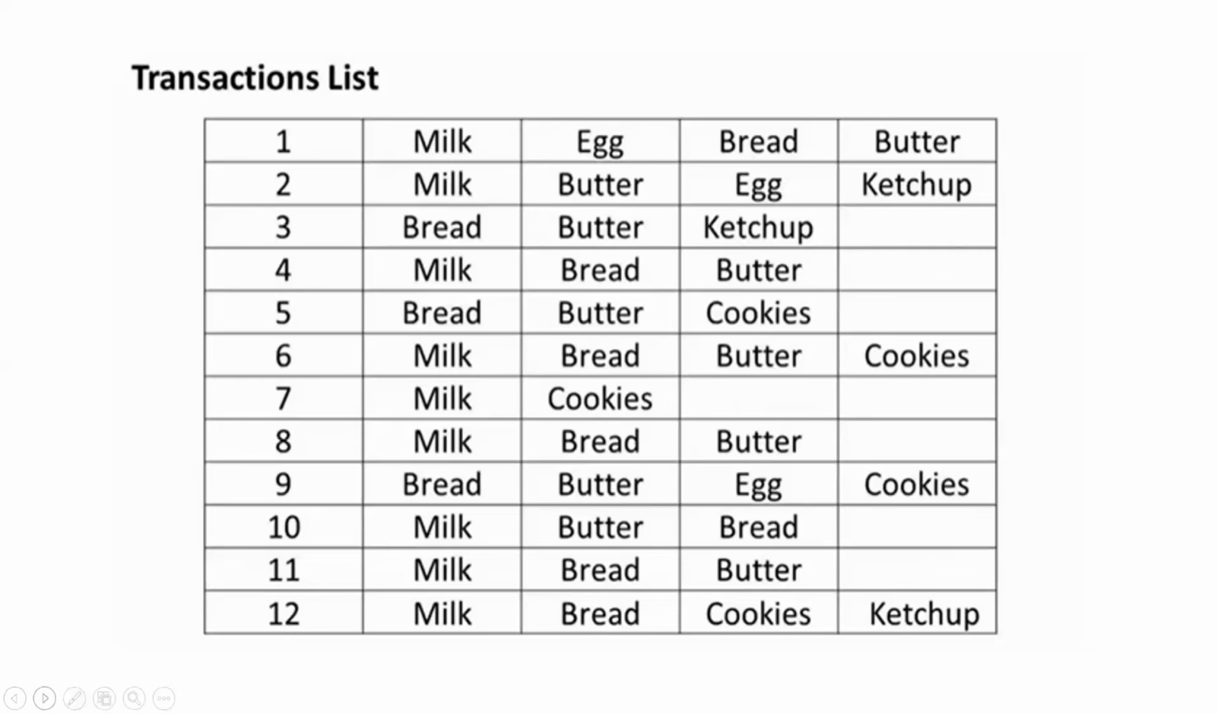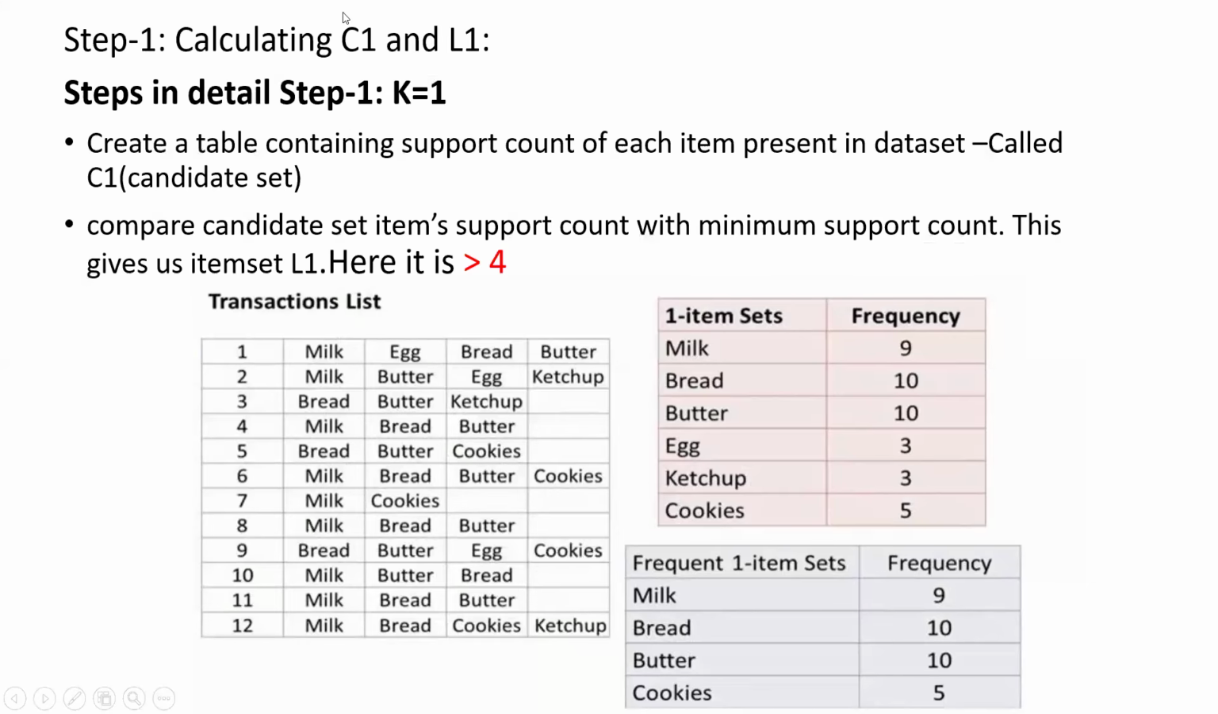Okay. So here comes step number 1. Step number 1 is we are finding C1 and L1. C1 is nothing but the candidate set. So C1, that means one item we are finding. So in case 1, we can see milk. How many milk are there in this? We have to find out how many persons bought milk. So here we can find out 1, 2, 3, 4, 5, 6, 7, 8, 9. So 9 are there. The count of persons who buy milk is 9.